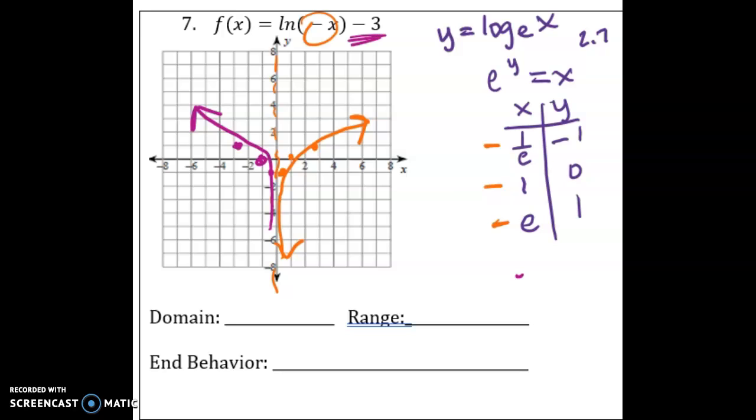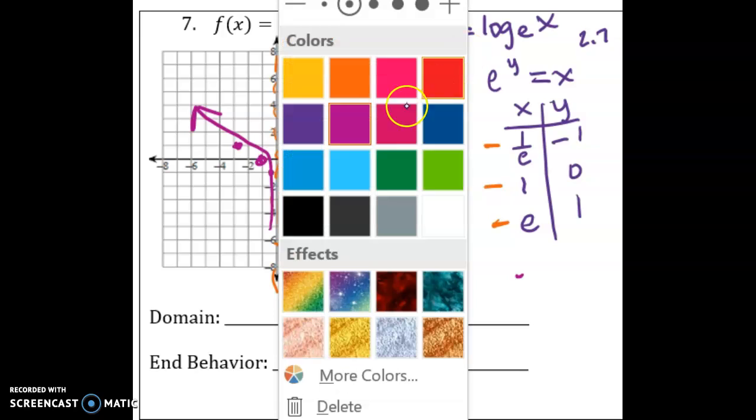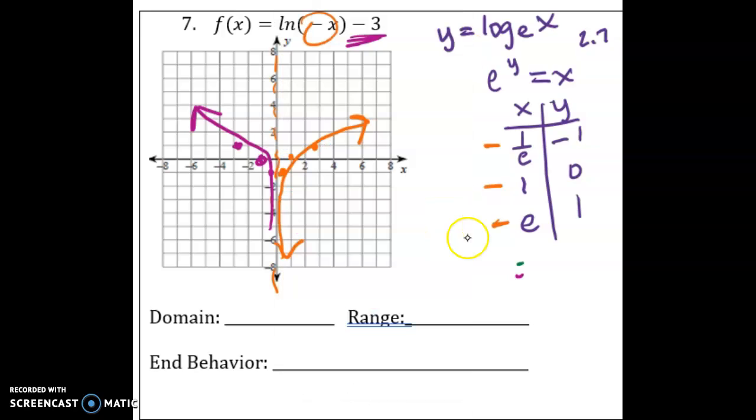And then we have to take this entire graph and then shift it down 3. So 1, 2, 3, 1, 2, 3, and then this one moves right about there. And here's our final graph. The green is the final graph.